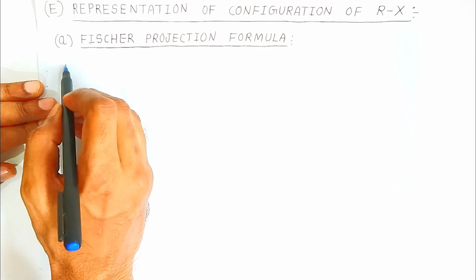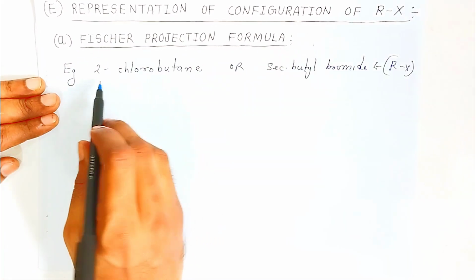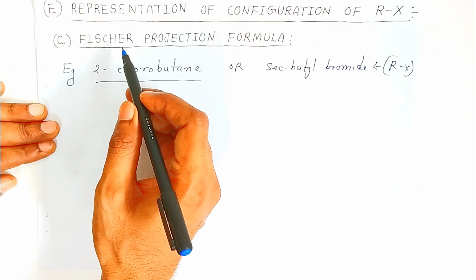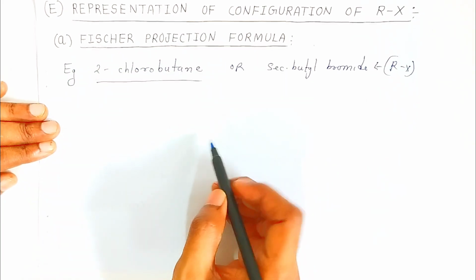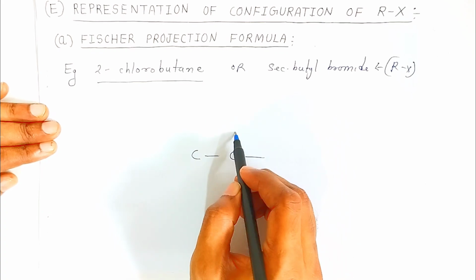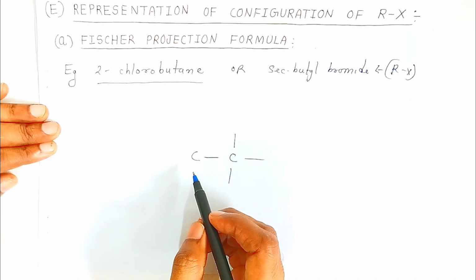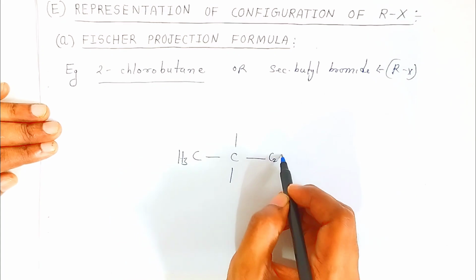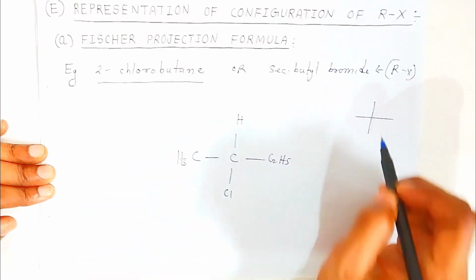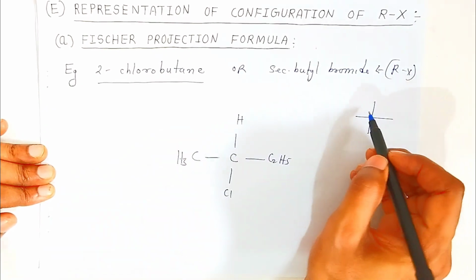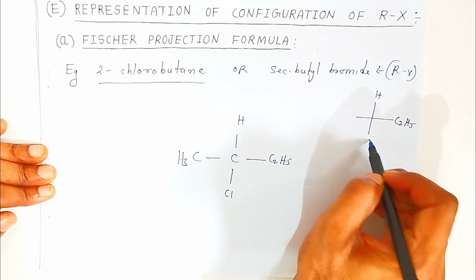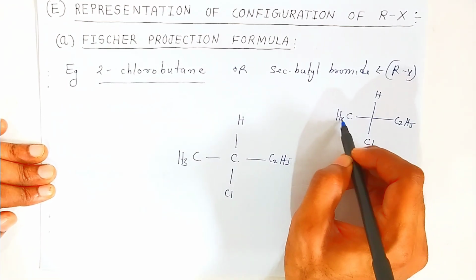Representation of configuration of alkyl halide. Here I am taking a simple example: 2-chlorobutane, in Fischer projection. If you want to write the Fischer projection formula, you have to represent it like this. Carbon has 4 valencies. Here will be CH3, C2H5, chlorine and hydrogen. So here we are representing with a cross like this: C2H5, Cl, CH3 and hydrogen. Okay students, you can represent it.